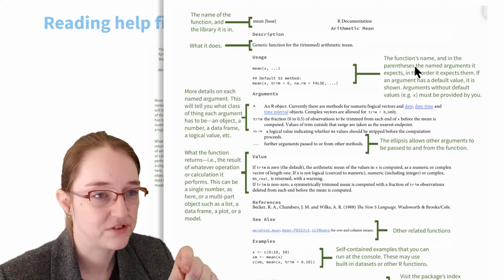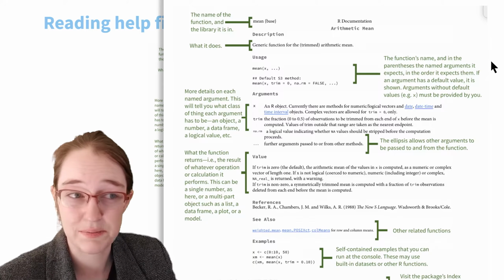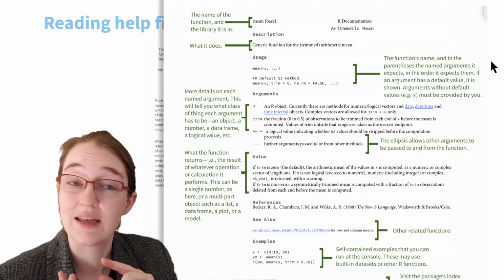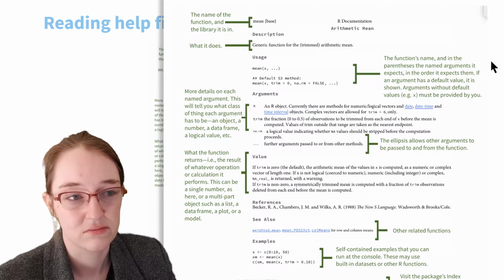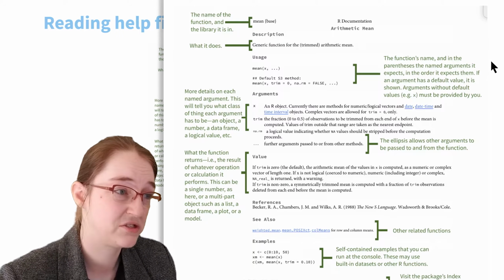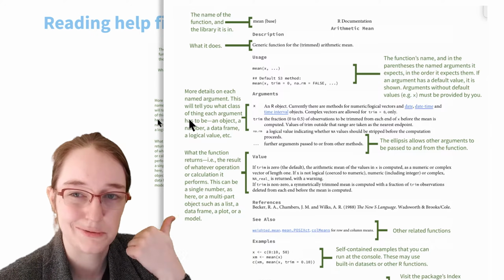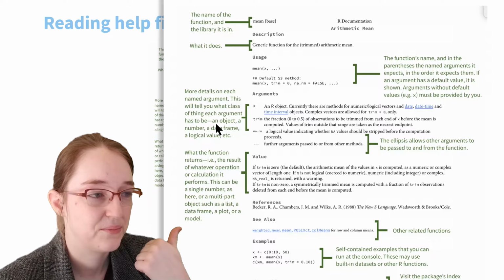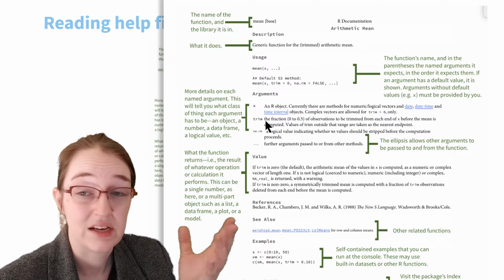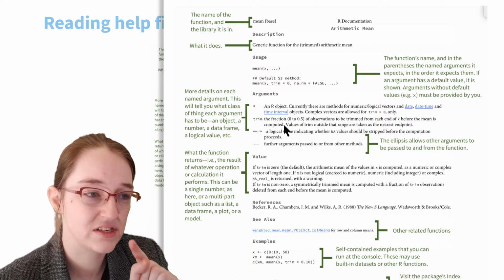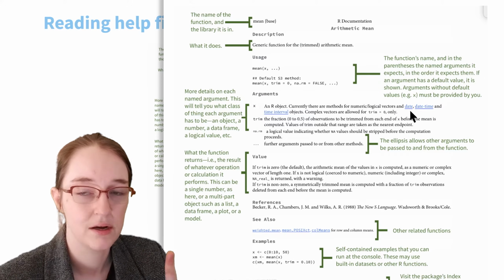Now, in terms of usage, it includes both the function's name and, in parentheses, the named arguments it expects and the order it expects them in, as well as whether an argument has a default value. Arguments without a default value mean you have to give them that information. For each of the specific arguments, it'll give you more detail. This will tell you what class the thing is, like an object, a number, a data frame, a logical value, etc. And with the trim argument, it's a fraction of observations to be trimmed from each end of the x before the mean is computed.